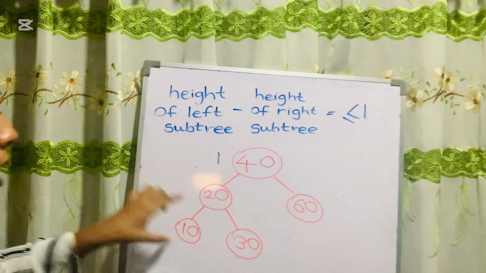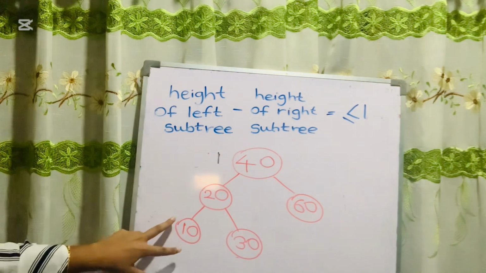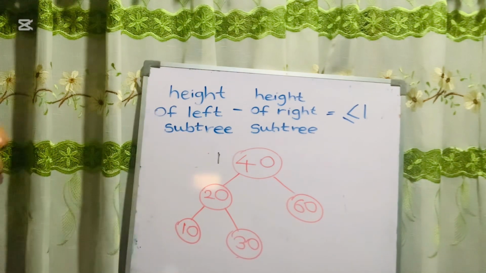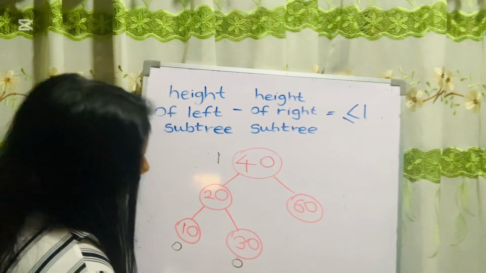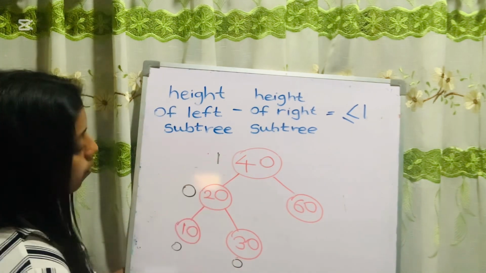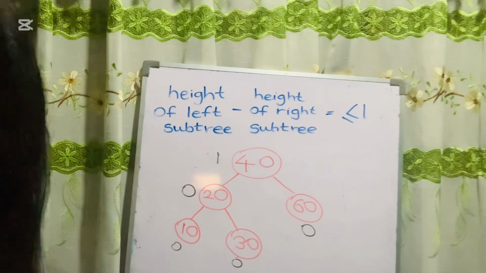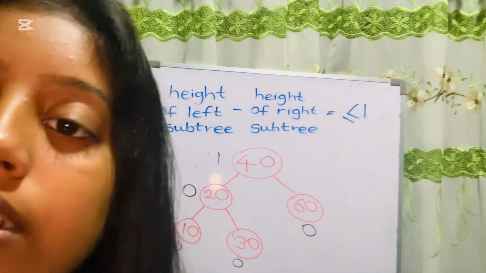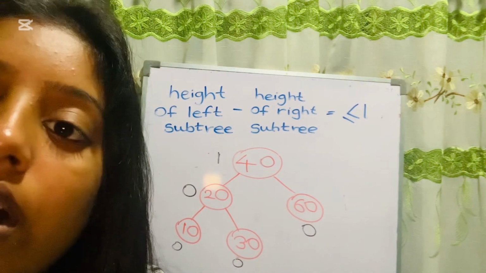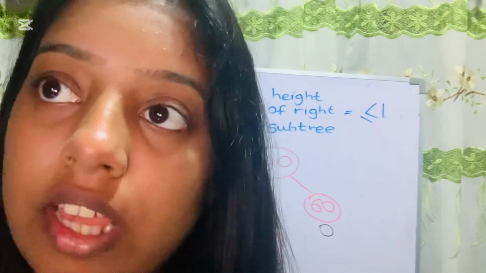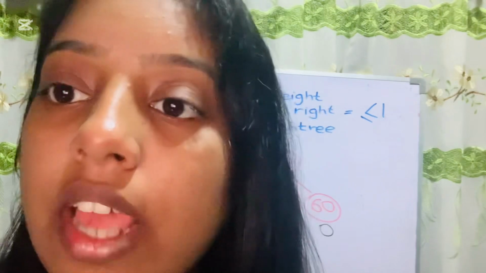Then for number 20, the balance factor: these are leaf nodes, left subtree 0, right subtree 0. 0 minus 0 is 0. Then already this is 0. These are the balance factors of this tree. This tree is already an AVL tree. If every balance factor is 0 or 1, it is an AVL tree.